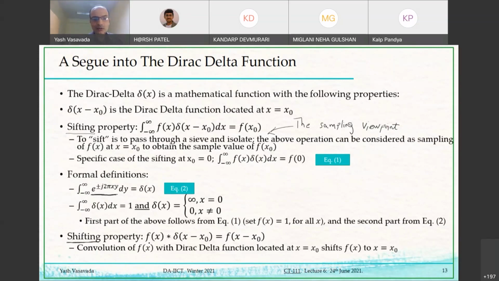So what the shifting property says is that if I have any function f of x, and I convolve it with a Dirac delta function located at x naught, then the original function gets shifted to x naught.